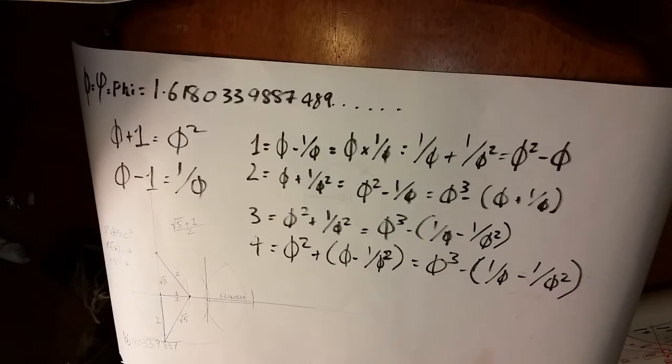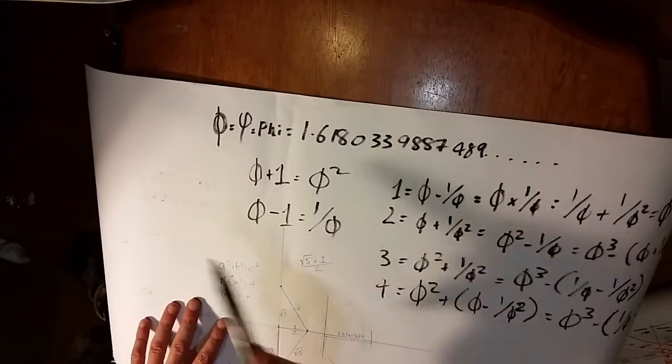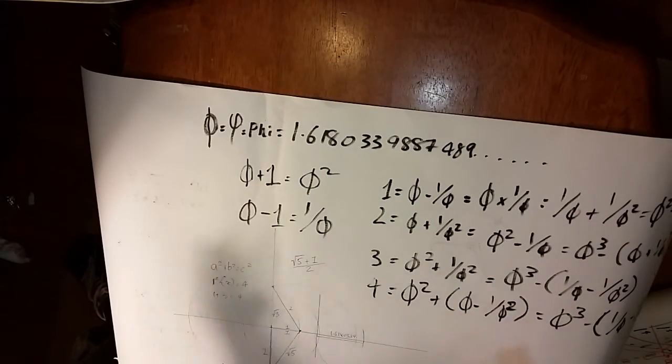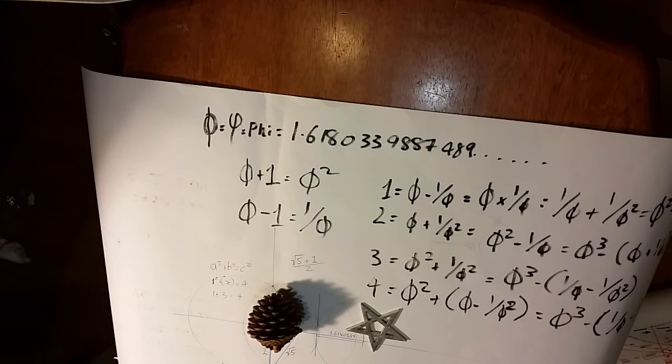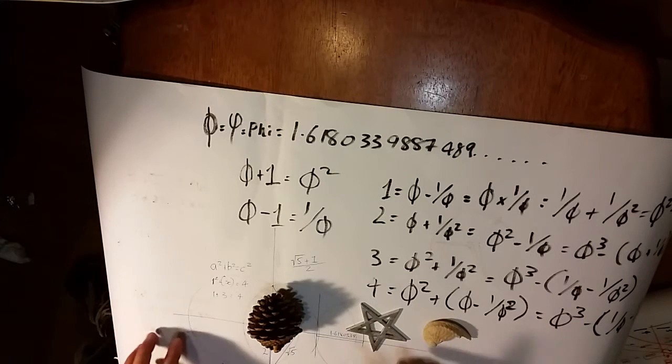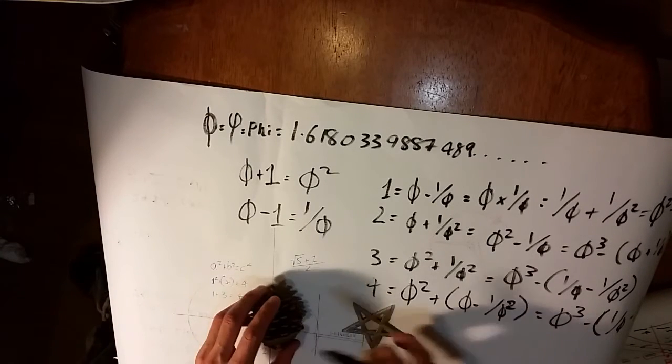So it's sort of, phi is hiding underneath all these numbers. It's built into nature, it's built into basic geometry and so many other cool and beautiful things about that. So it's a beautiful number in that way.